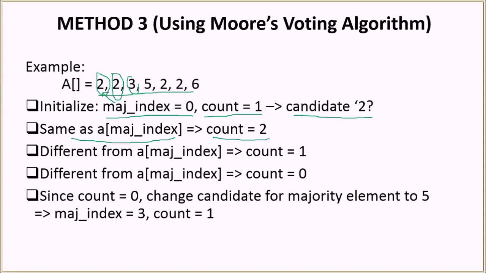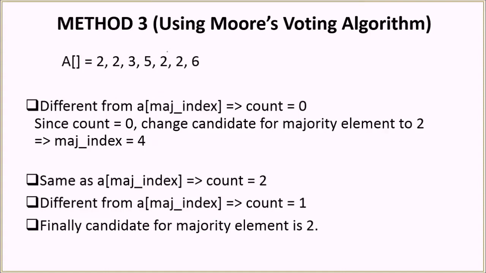Now we come at 3. Well, this is different, so we decrease the count to 1. Now we come here again, 5 is also different from 2, so we decrease the count to 0. Since the count has become 0, we change the candidate for majority element to 5. So this becomes our new candidate, and the majority index becomes 3, starting from 0, 1, 2, 3. The count is also reset to 1.